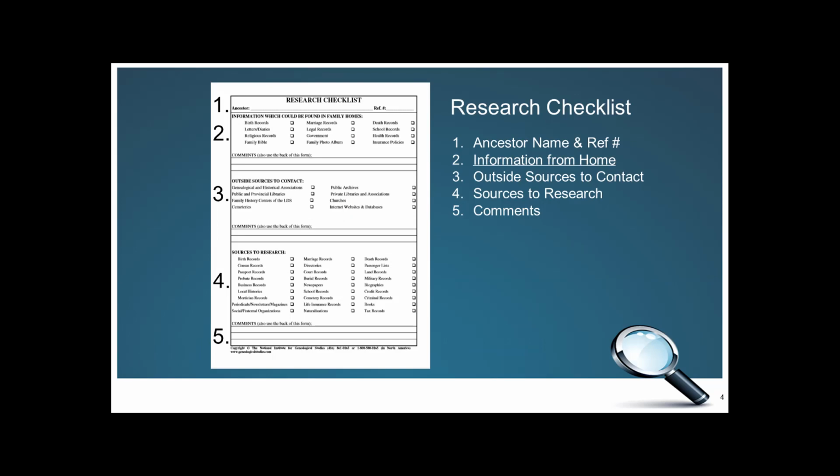The research checklist consists of five sections. Section 1, ancestor's name and reference number. Section 2, information from home. Section 2 will provide a list of items you can check for in your home. Section 3, outside sources to contact. Section 4, sources to research. Now, as you can see, this is an exhaustive list. Section 5 is comments on the front of the form and comments on the back of the form.